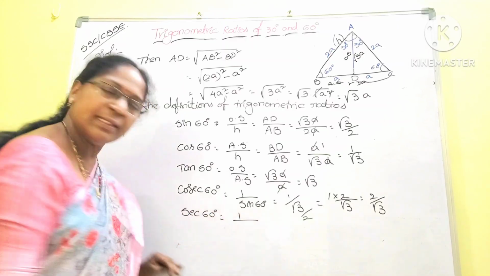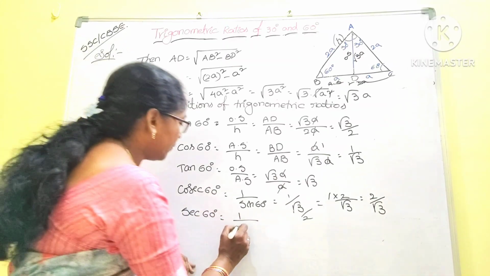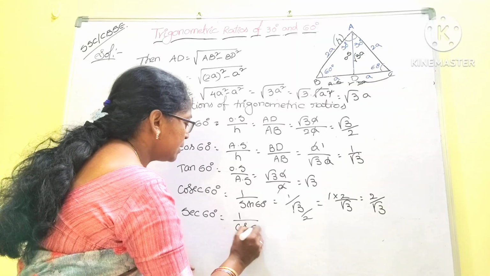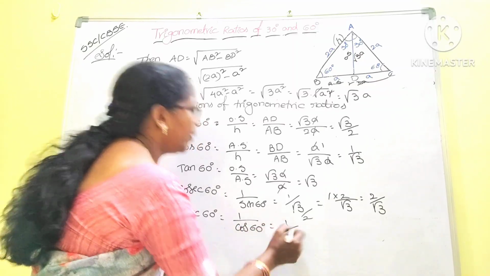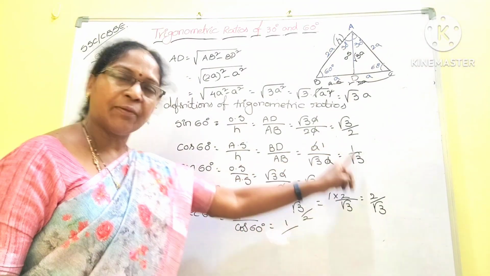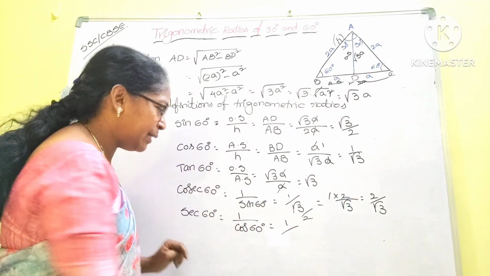Again, secant is the reciprocal of cos. That equals 1 by cos 60 degrees. Where cos 60 degrees equals how much? 1 by root 3. Substitute the value.